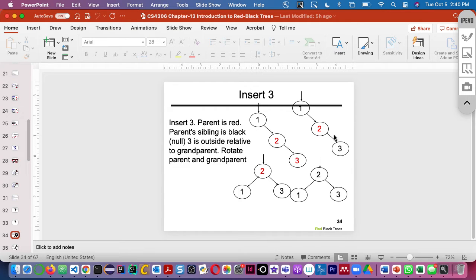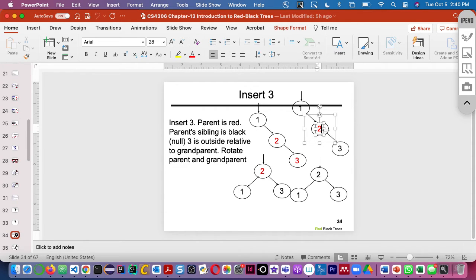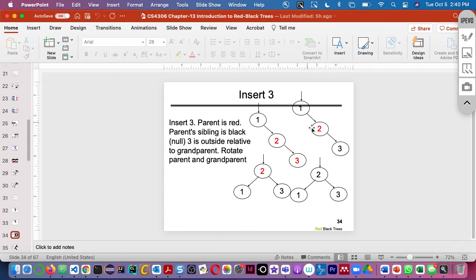Does it maintain the 4th property, that red is followed by black? One black is fine. But what is the problem over here? It's not balanced, right? On the right side there are 2 black, and the left side is 1. So we need to balance it.